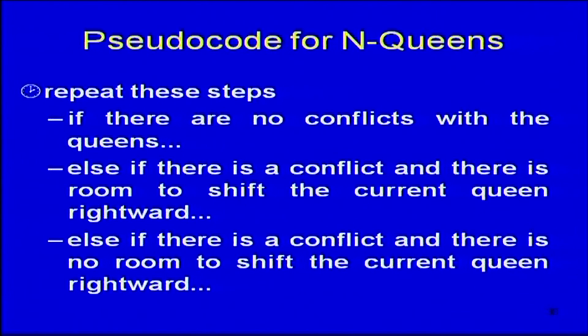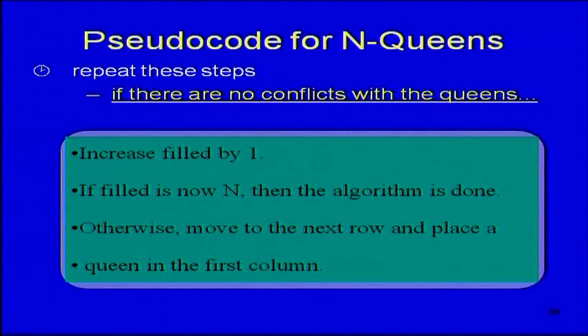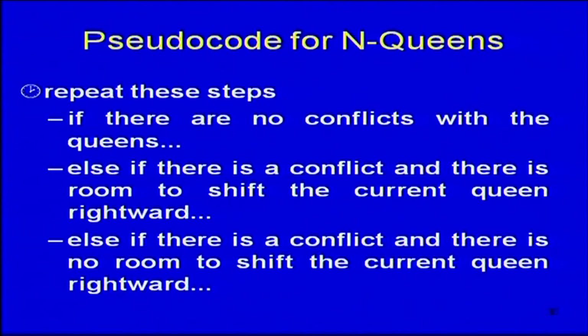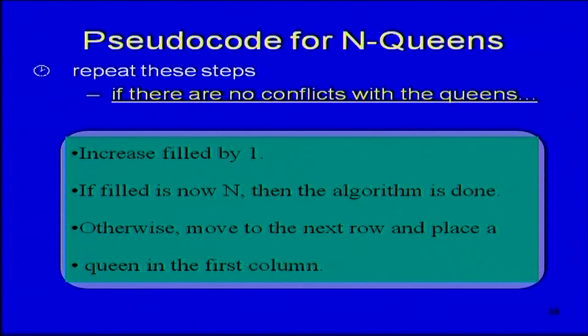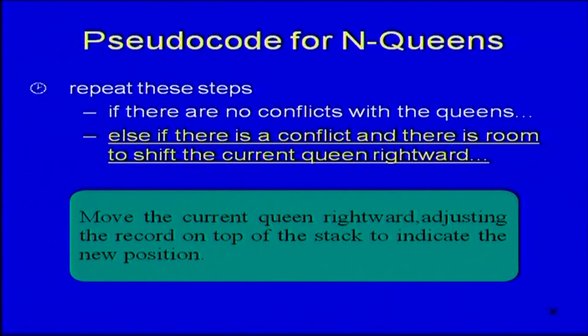Now, this is the pseudocode. You repeat this step. If there are no conflicts with the queens, then you do, else if there is a conflict and there is room to shift the current queen rightward, do that. Else if there is a conflict and there is no room to shift the current queen rightward, then what you have to do? You have to keep on doing this, repeat this. I am taking each of these steps and giving the details. So, if there are no conflicts with the queen, what do we have to do? We have to increase fill by 1. If filled row is now n, that means you have filled all the queens, then the algorithm is over. Otherwise move to the next row and place a queen in the first column. So, that step is over.